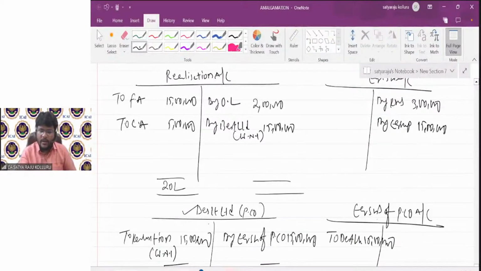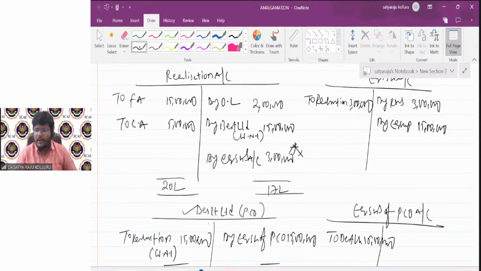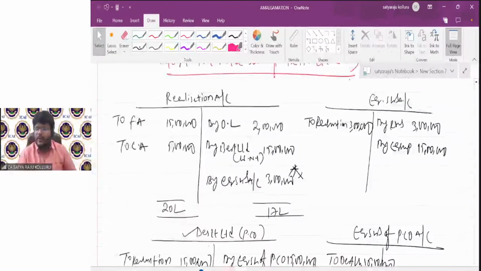This side I got 20 lakhs. This side I got 17 lakhs. So realization profit or loss, this side you may get by equity shareholders account, which is 3 lakhs. Now in realization by equity shareholders, then equity shareholders to realization, which is 3 lakhs. Am I right? Now, if you close the equity shareholders, how much balance is there? 15 plus 3, 18, 18 minus 3, 15 lakhs.